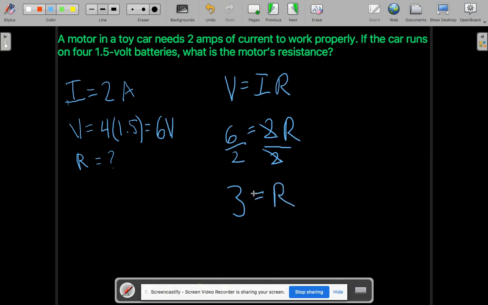I did forget to leave some space here, but the unit for this would be an ohm. It's that little funky hat thing. There you go. Next problem.